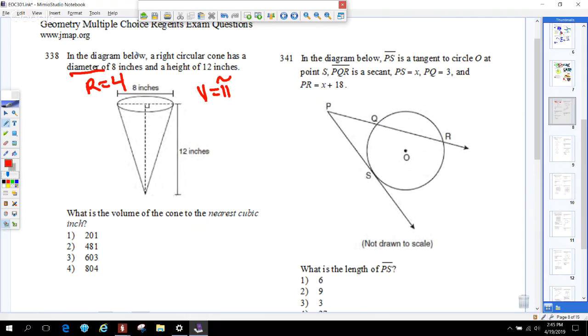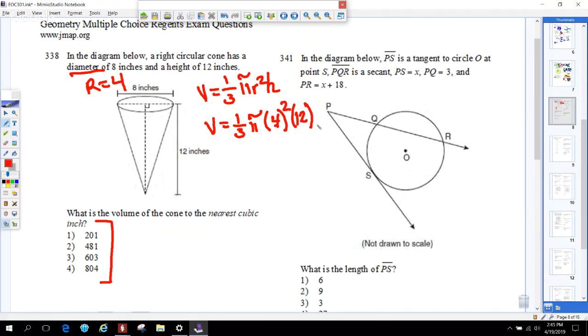Oh, sugar shoots. The formula for cone is 1/3 times pi times the radius squared times the height. So I've got volume equals 1/3 times pi. I look down here and I notice that pi is not in any of my answers, so I will be multiplying by 3.14. I know my radius is 4 and my height is 12. And the radius being 4 is very important because if I put in 8, they probably would have the answer matched down here.